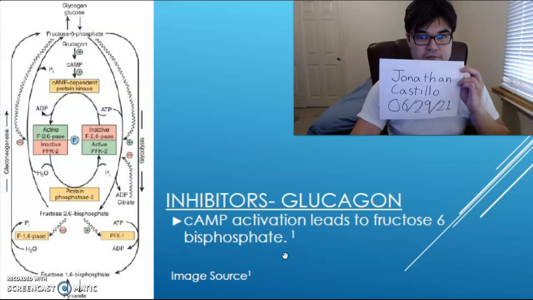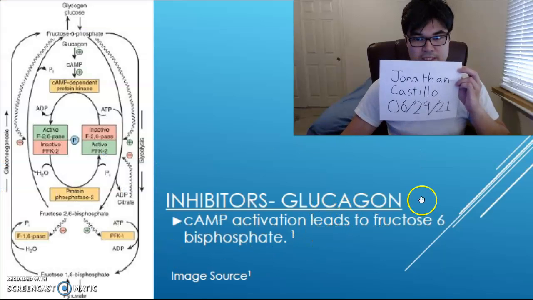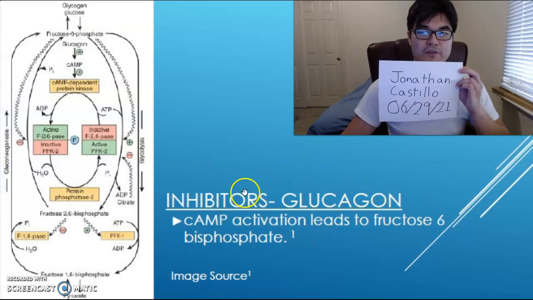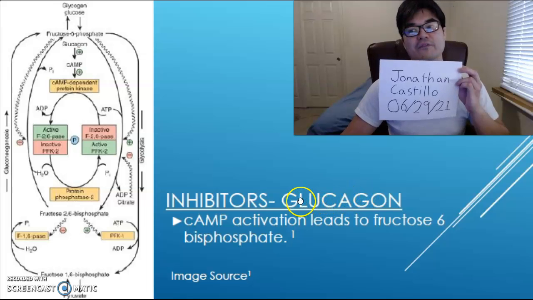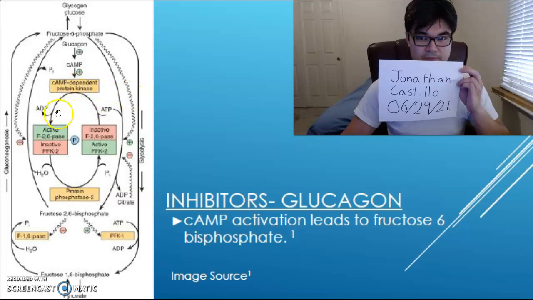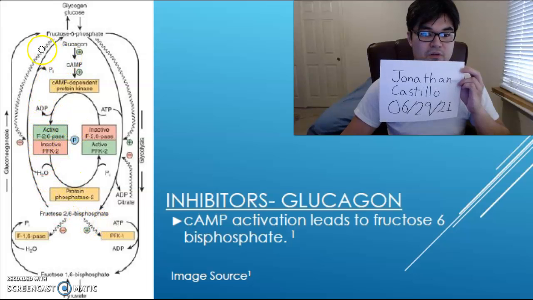So, in comparison, glucagon primarily acts as an inhibitor for pyruvic kinase activity, as the binding of glucagon to a receptor will eventually increase cyclic AMP, thus phosphorylating and activating fructose 2,6 bisphosphatase. This dephosphorylates fructose 2,6 bisphosphate into fructose 6-phosphate, which is headed in the pathway of gluconeogenesis, not glycolysis.